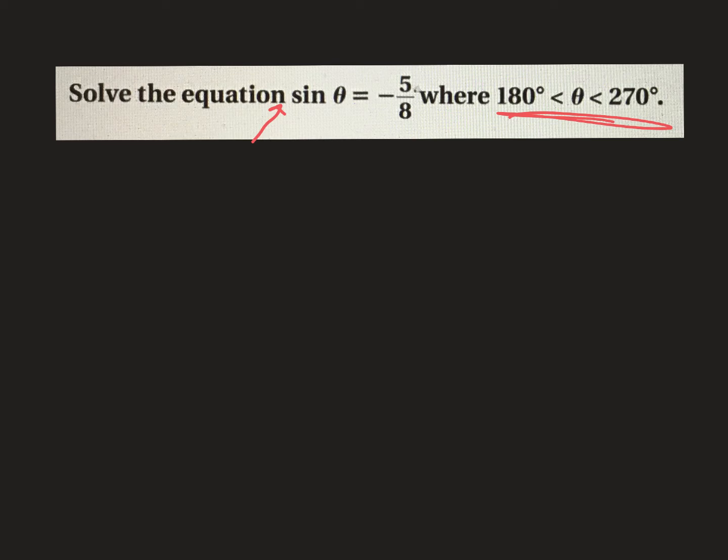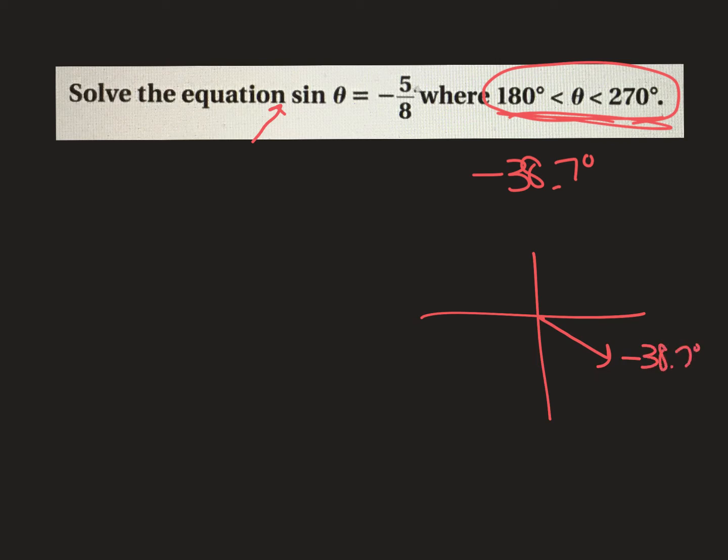And mine says negative 38.7 degrees. Okay, now that's quadrant 4. This right here tells me I want that answer to be in quadrant 3. So negative 38.7 is about right there, down there a little bit.